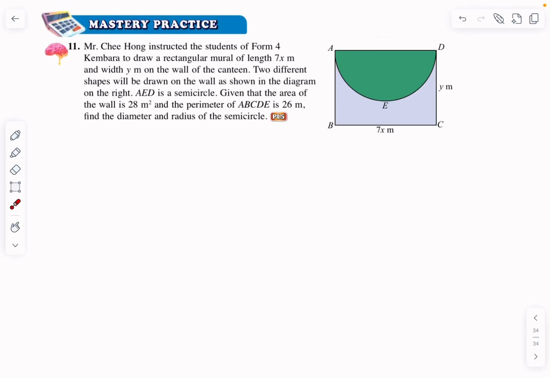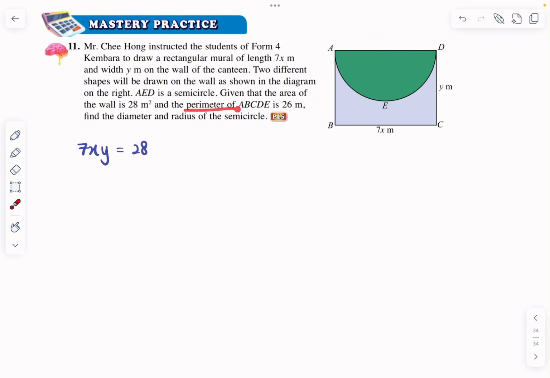Question 11. Mr. Chi Hong instructed the students of Form 4 to draw a rectangular mural of length 7x, and width y, on the wall of a canteen. The two different shapes will be drawn on the wall as shown in the diagram. AED is a semicircle. Given that the area of the wall is 28 square meters, 7x times y gives us 28.